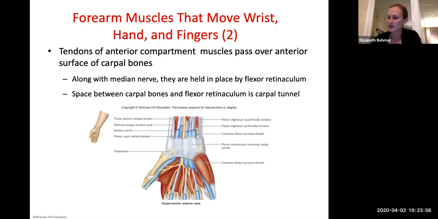But for number 4, a retinaculum is a thickened fibrous band of fascia, and it prevents all the tendons from your forearm muscles from bulging out. So it just keeps them contained in the wrist area.